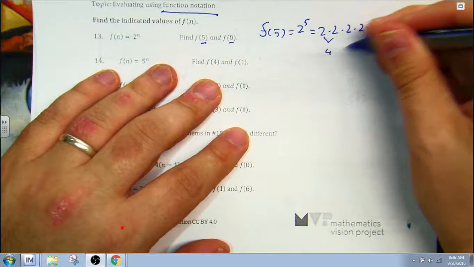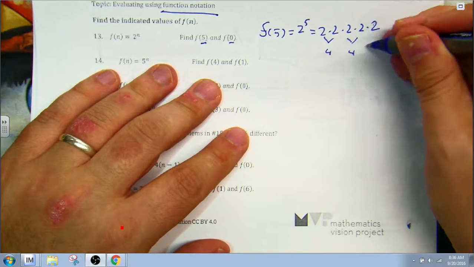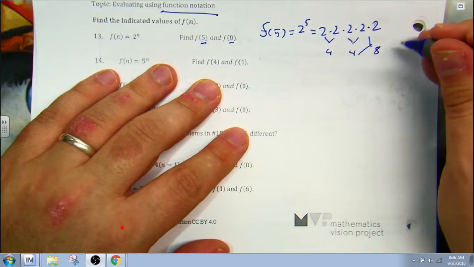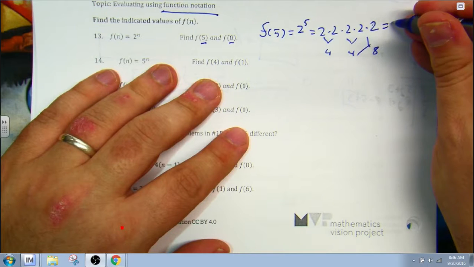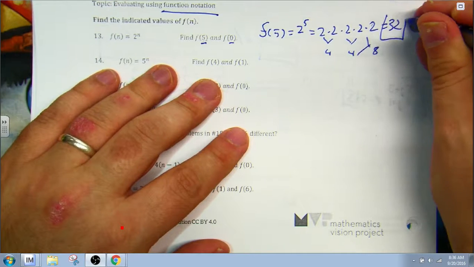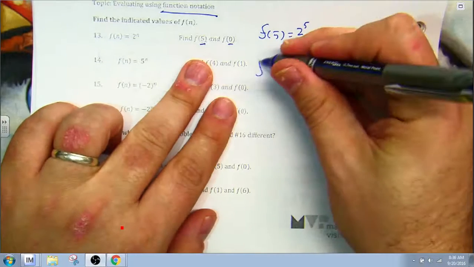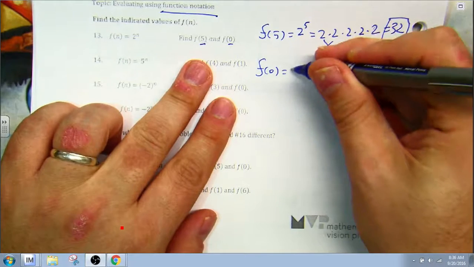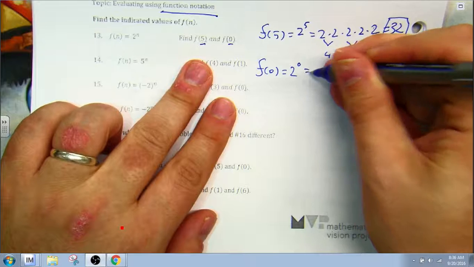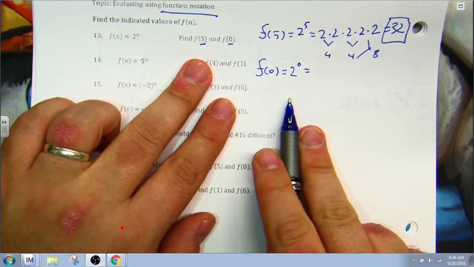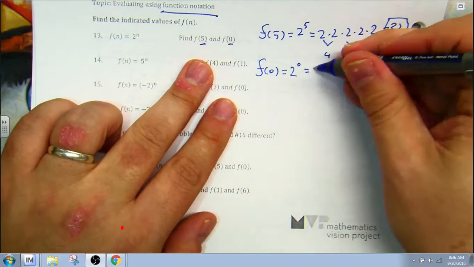This is 4, this is 4, that's still 2, so those will be 8. 8 times 4 is 16, 32. All right, I figured it out. But I also have to do f of 0. So f of 0 equals 2 to the 0 power. And by rule, anything to the 0 power is just going to equal 1.